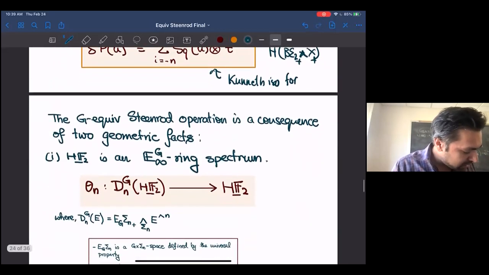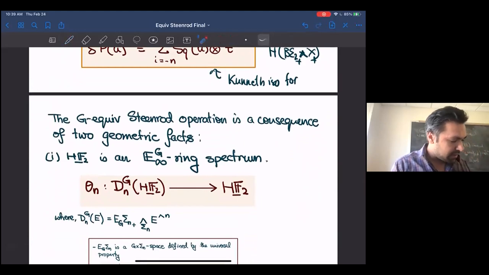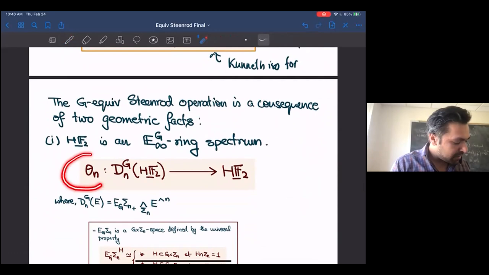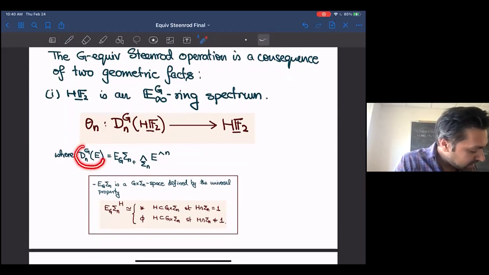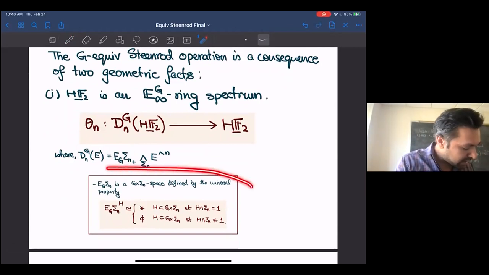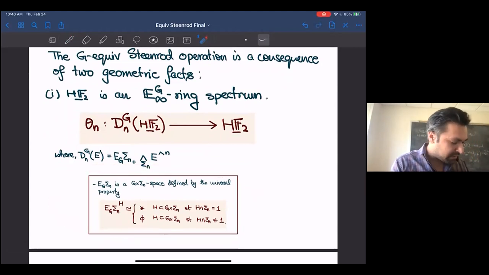Okay, so now in the equivariant world, the G-equivariant Steenrod operations are going to be the consequences of the fact that HF2 underline is an E infinity G ring spectrum. What it means is that it's a genuine G-equivariant ring spectrum. What it gives us is a map theta n, just like the classical case, from the G-equivariant extended power of HF2 to HF2, where the nth G-equivariant power operation is nothing but this construction where you replace E sigma n by the G-equivariant analog, which is denoted by E subscript G sigma n. And these are determined by some universal property. These are very well known.